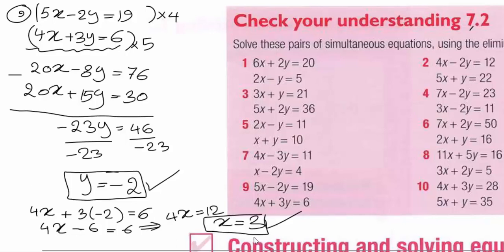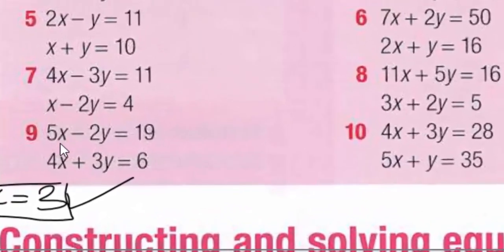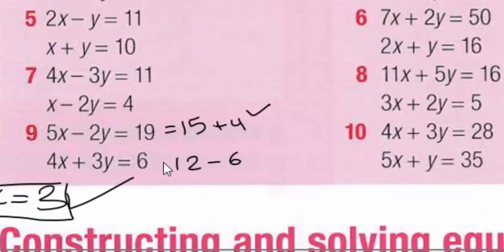To check your answer, we're going to substitute 3 in place of x and -2 in place of y. We have to get both equations right. Now, if we put 3 here, 5 times 3 is 15. If we put -2 in place of this y, -2 times -2 will be +4. 15 plus 4 is equal to 19? Yes. Now here again, 4 times 3 is equal to 12. And -2 in place of this y, 3 times -2 is -6. 12 minus 6 is equal to 6. Yes, we got both equations right. It means both values of x and y are correct.